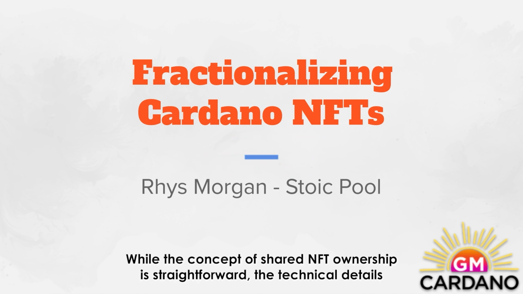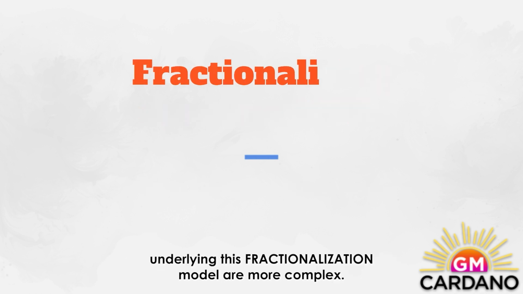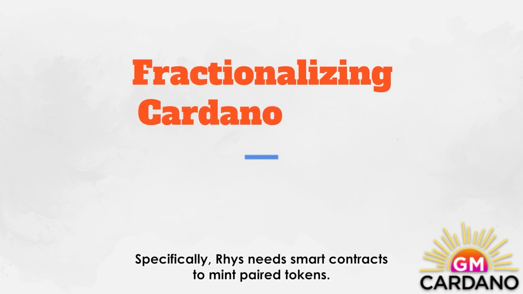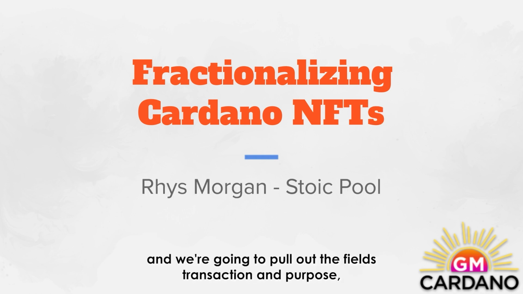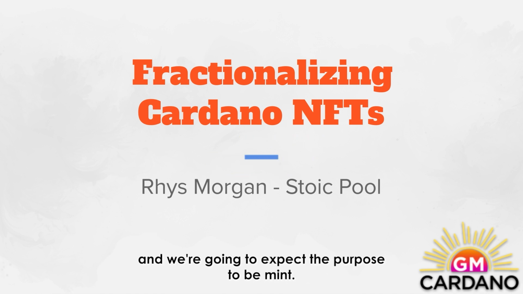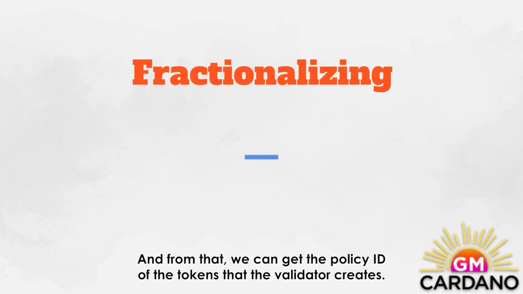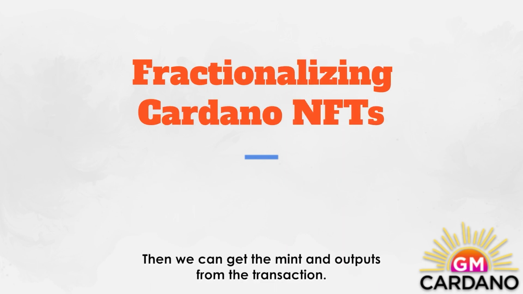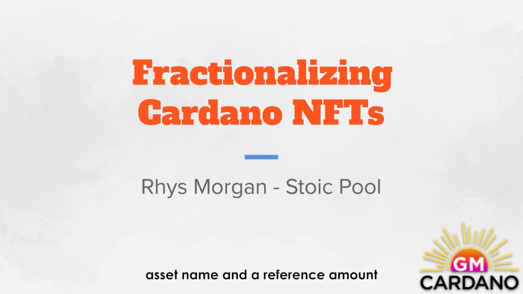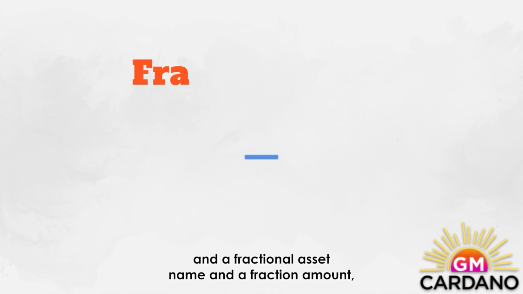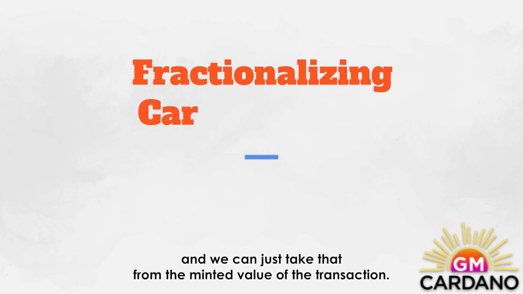While the concept of shared NFT ownership is straightforward, the technical details underlying this fractionalization model are more complex. Specifically, Rhys needs smart contracts to mint paired tokens. So with our minting policy, we're going to get the script context and we're going to pull out the fields transaction and purpose. And we're going to expect the purpose to be mint. And from that, we can get the policy ID of the tokens that the validator creates. Then we can get the mint and outputs from the transaction. When we get in the mint, we want to expect that there is a reference asset name and a reference amount, and a fractional asset name and a fraction amount. And we can just take that from the minted value of the transaction.